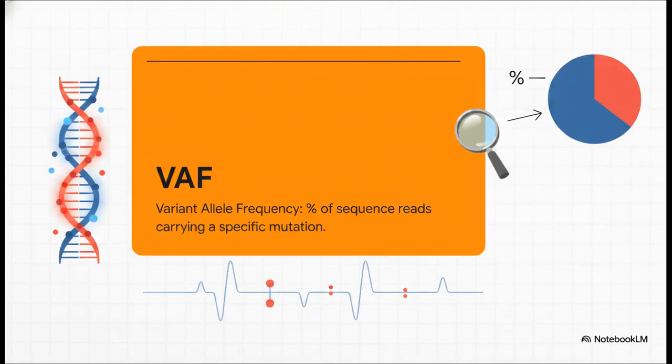Now, before we look at the exact tools we use, we have to define a really important metric: variant allele frequency, or VAF. Think of VAF as a signal strength indicator. It's simply the percentage of sequence reads carrying a specific mutation compared to the total number of reads at that exact location. It basically tells us just how prominent a mutation is within our sample.